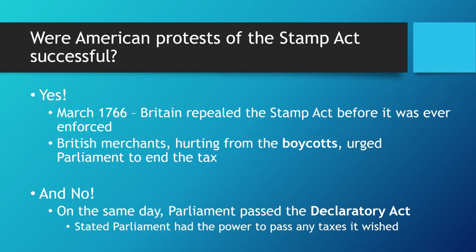But Parliament did not cave in completely. On the same day, they passed the Declaratory Act. It stated that Parliament had the power to pass any taxes it wished. It was a warning to the Americans that any further taxation temper tantrums would not be tolerated.